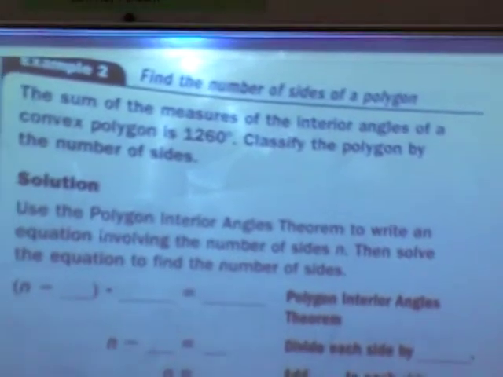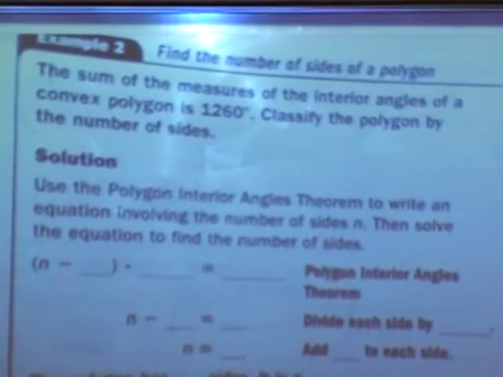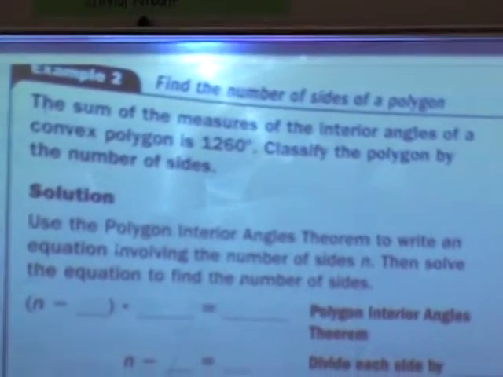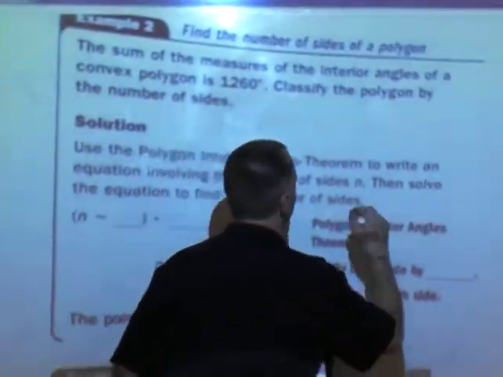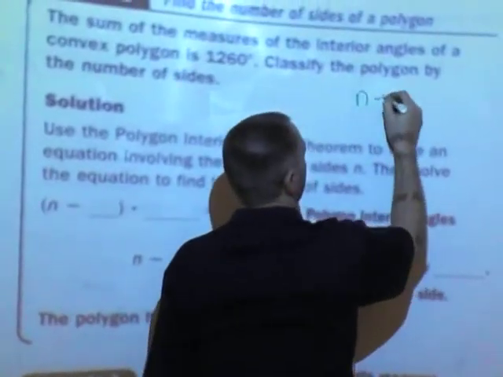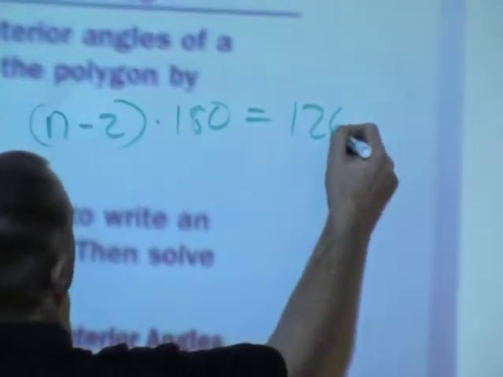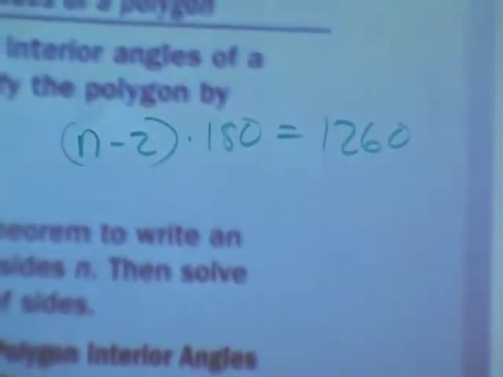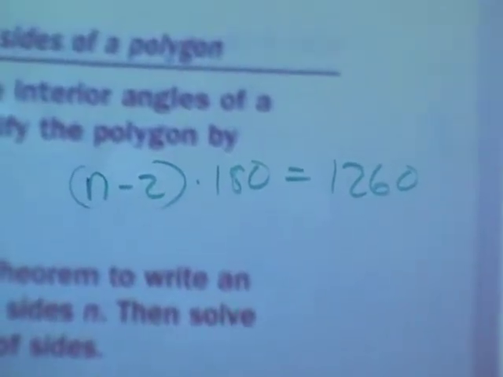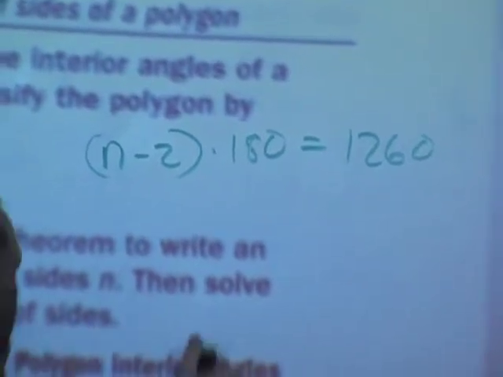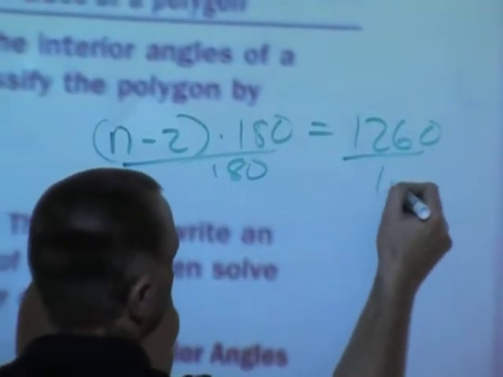The sum of the measures of the interior angles of a convex polygon is 1260 degrees. Classify the polygon by the number of sides. So this, we're just going to do backwards. We have n minus 2 times 180 equals 1260 degrees. So here you're just using your formula and working it backwards. So how do I solve for n? Divide off the 180.